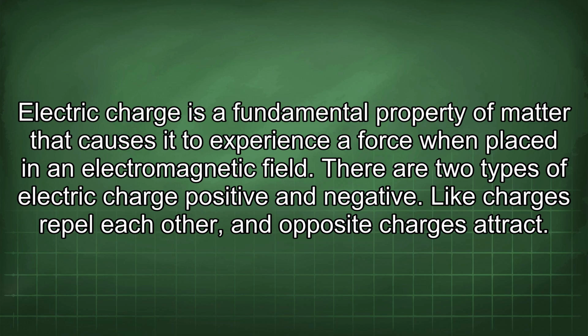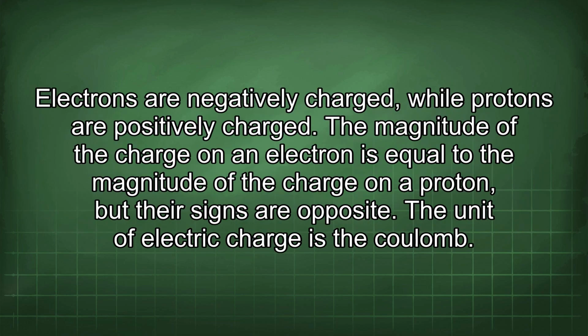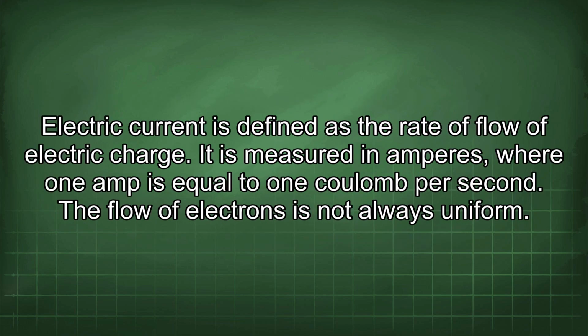Like charges repel each other and opposite charges attract. Electrons are negatively charged, while protons are positively charged. The magnitude of the charge on an electron is equal to the magnitude of the charge on a proton, but their signs are opposite. The unit of electric charge is the coulomb. Electric current is defined as the rate of flow of electric charge. It is measured in amperes, where 1 amp is equal to 1 coulomb per second.